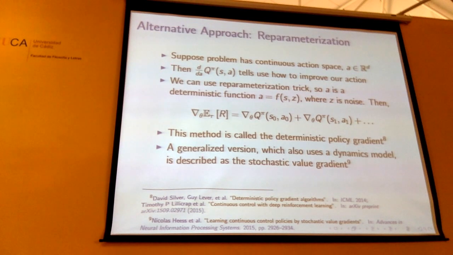There are various versions of this. There's the deterministic policy gradient algorithm, and there's another paper that I like where they call it stochastic value gradients. They look at either learning a Q function or learning a value function and dynamics model, and you get the deterministic policy gradient as one special case of this, but you can also have various other versions of it.